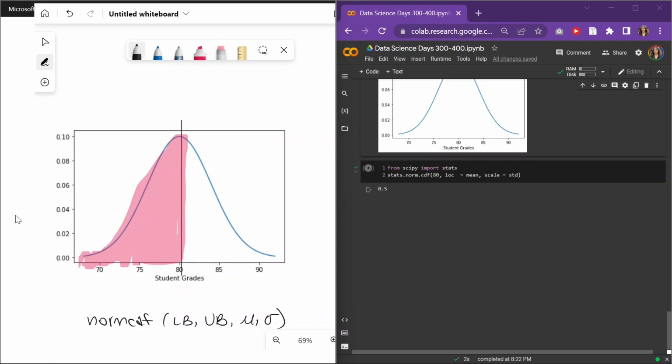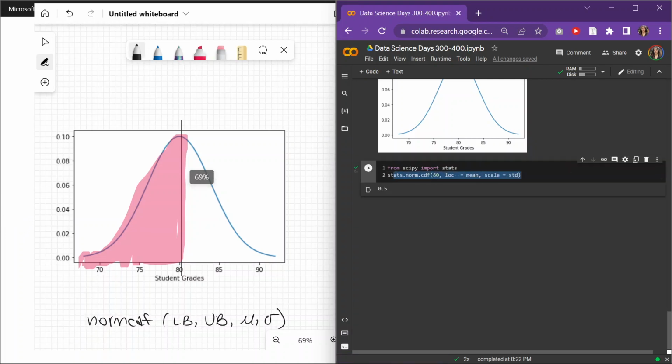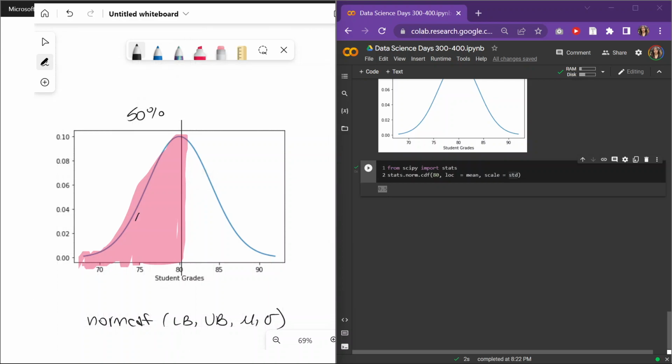And so it would make sense that when I did the same thing in Python, I did stats.norm.cdf of 80, with the mean and scale, which is the standard deviation. It gave me 0.5, right? Because this is 50%. It's half of it. So it made sense that that's the proportion of students who got less than an 80.